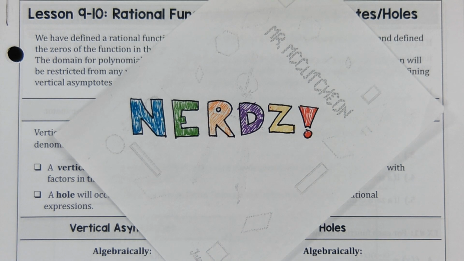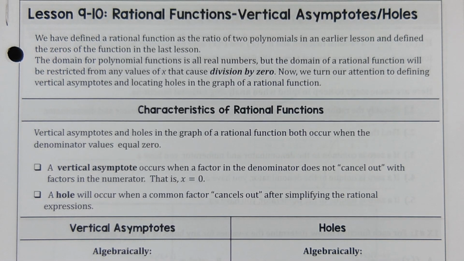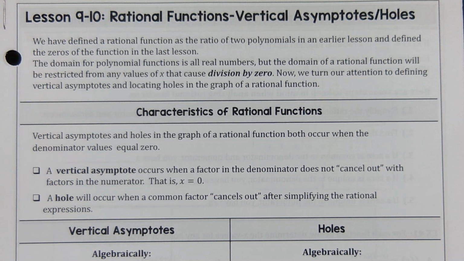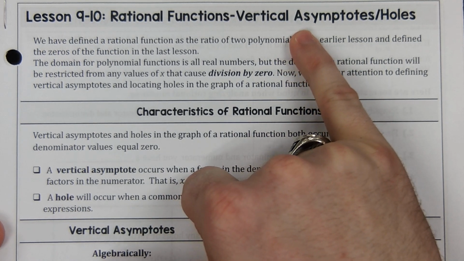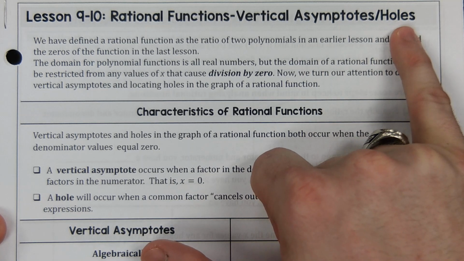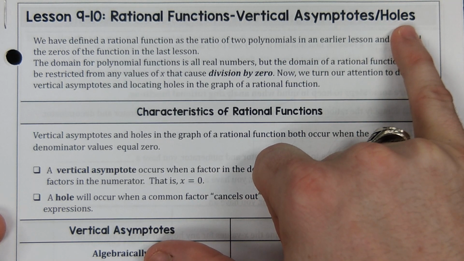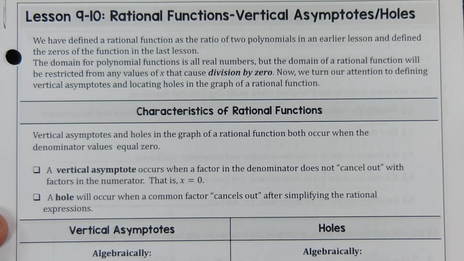Afternoon, nerds. Today, we're going to move on to actually the next two sections, not next one section, next two sections. Lessons 1.9 and 1.10. Still working on rational functions. We've already discussed vertical asymptotes. We're going to dive a little bit deeper into them. But now we're actually going to discuss how we find and recognize holes in these graphs.